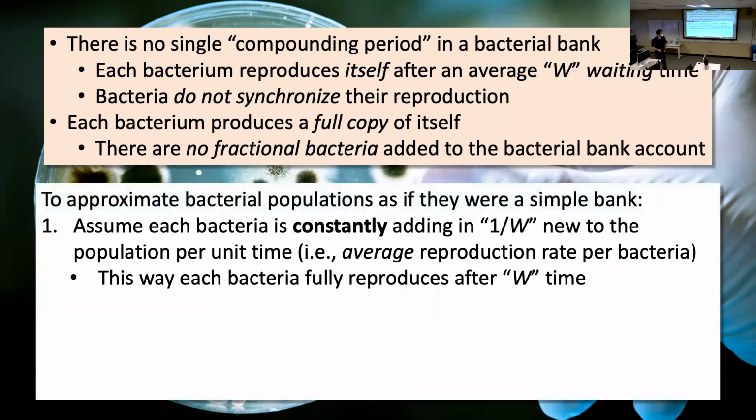Well, for one, we're simulating the average bacteria. So what if bacteria, we know they're not doing this, but because we're averaging over time, what if we picture bacteria as constantly oozing out a small bit of new bacteria at some slow rate? If they're oozing out new bacteria at a rate of 1 divided by W, then after W time, each bacteria will have 2 bacteria.